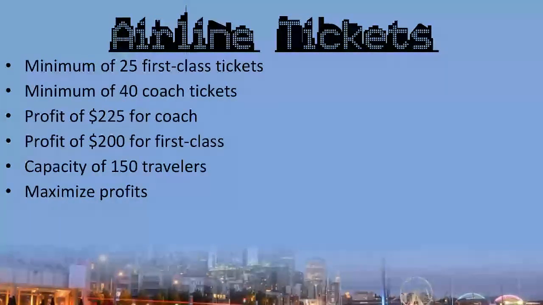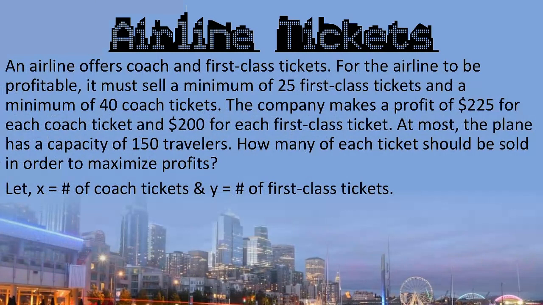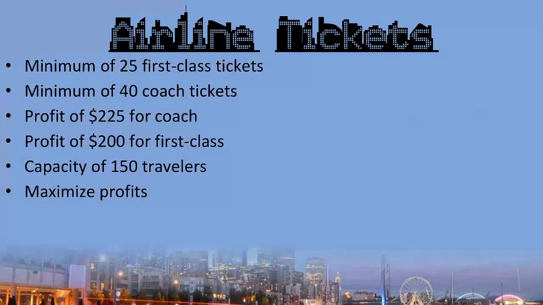We're going to write some inequalities now. So we need to have a minimum of 25 first class tickets. Remember, first class is Y. So that tells us that Y should be greater than or equal to 25. A minimum of 40 coach tickets. That says X should be greater than or equal to 40.